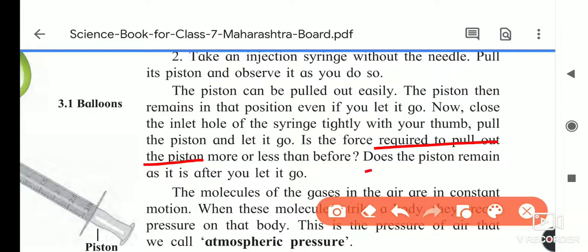Does the piston remain as it is? You saw that the piston does not remain as it is; it goes inside. In that experiment, when she pulls the syringe from the south side, the piston moves inside towards the north side. In the same way, when she pulls it downward, the piston moves upward when she leaves it.